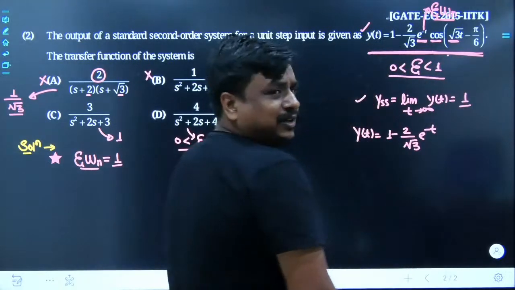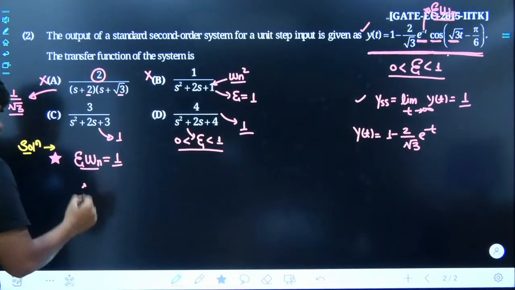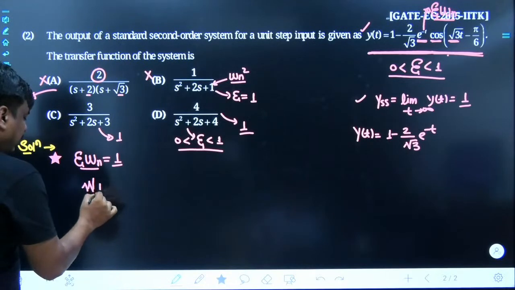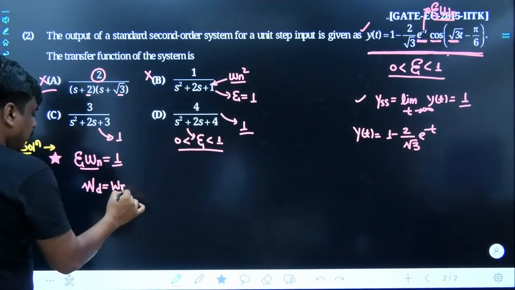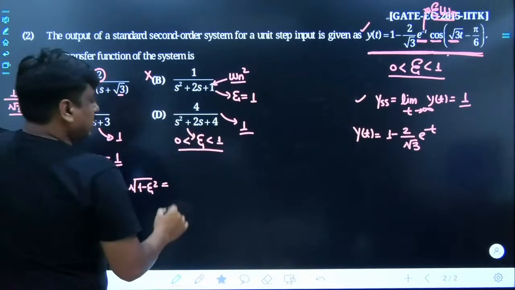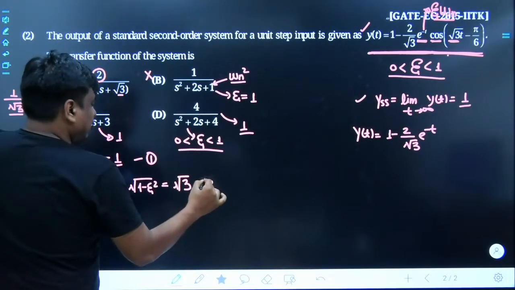May I know root 3 is in the place of what? Root 3 is in the place of omega d. And how is the omega d written? The omega d is written as omega n root over of 1 minus zeta square, and that is how much? Root 3. So this is equation number 1, this is equation number 2.